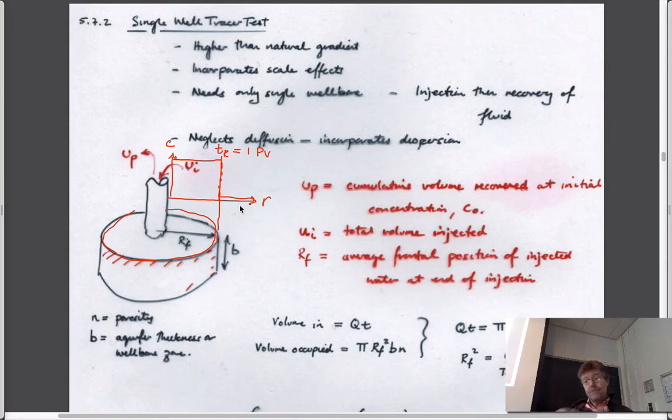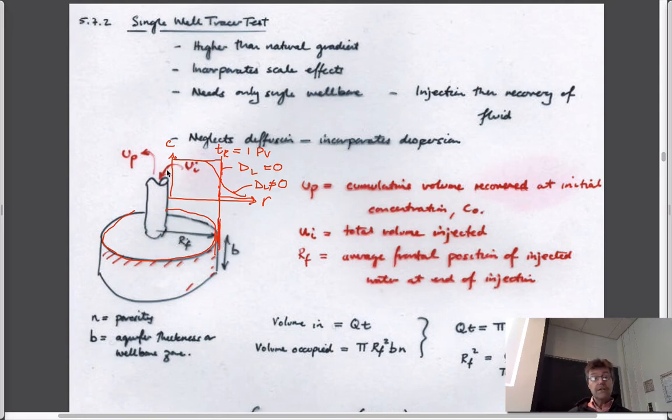Conversely, if it's dispersive as it goes in, then the front might look like this. Right? So this would be DL equals 0. This is DL not equal to 0. And that's fine, but you have nothing to measure there. If you had a well at this location and you could measure concentrations at that well, then you might be able to do it.